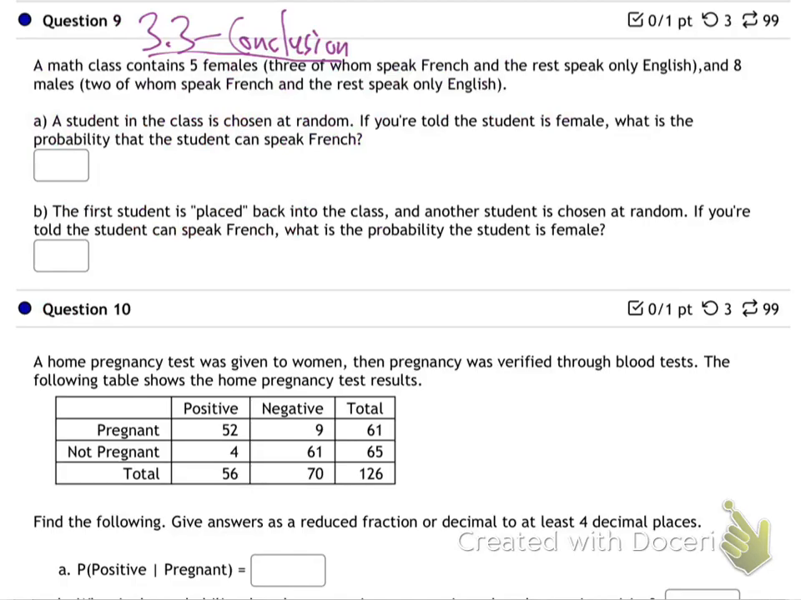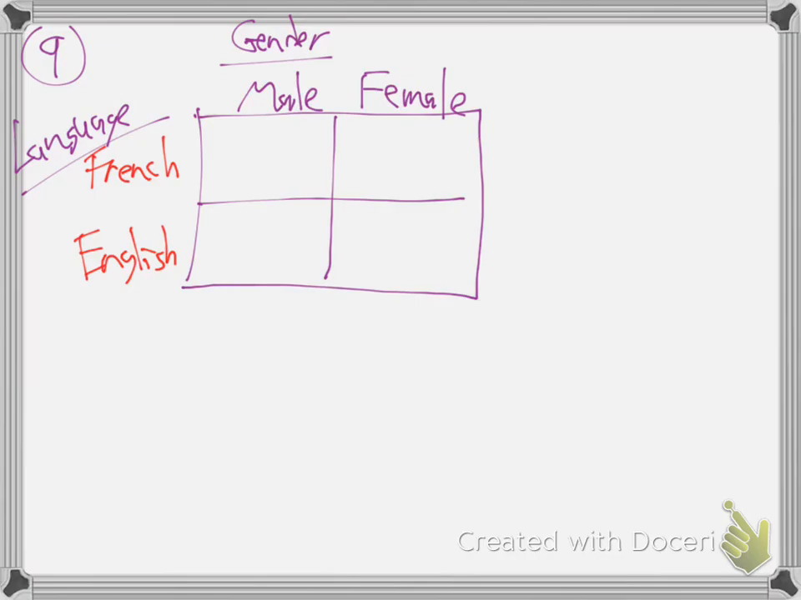So let's go back. What does it say? A math class contains 5 females. There's no percentages, there's the numbers in this one. A math class contains 5 females, 3 of whom speak French. So where am I going to put that? 5 females. Where did I put the 5? Yeah, it's down here. It's the total for females. 3 of whom speak French. Where's that go? In the French female box. Is that making sense?